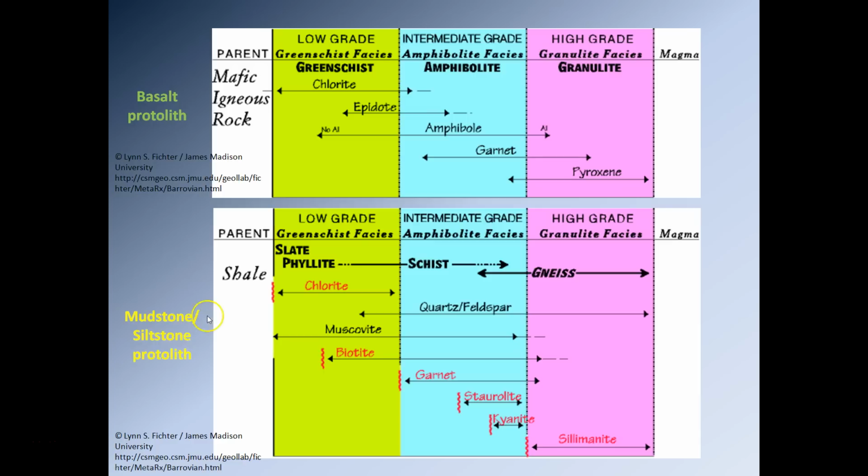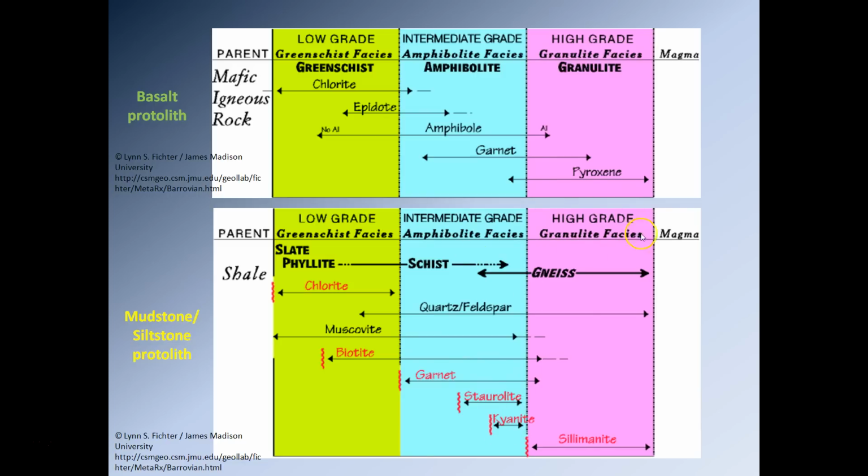And we get the same thing for mudstones. So low grade, intermediate grade, high grade. As we increase the pressure and temperature, low-grade rocks will have chlorite and muscovite and biotite, maybe a bit of quartz and feldspar. As you move to intermediate grade, the chlorite becomes unstable. Eventually, the muscovite will also become unstable, and they'll be replaced by garnet, staurolite, and kyanite.